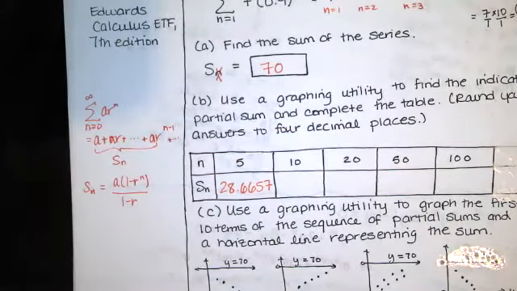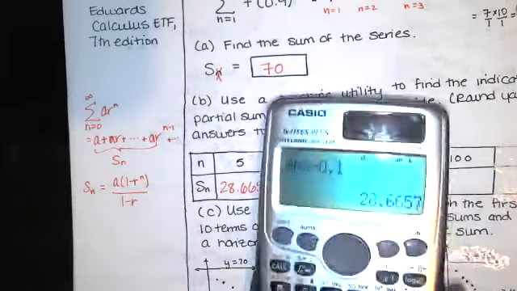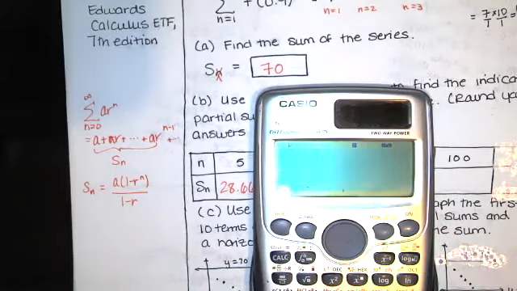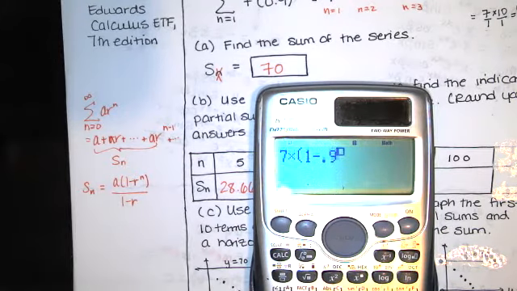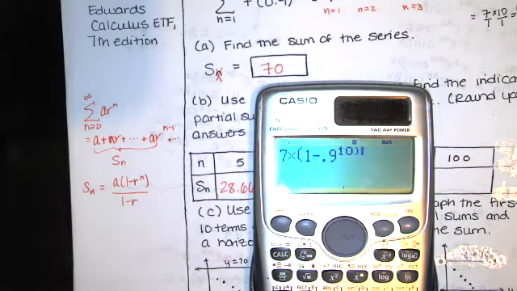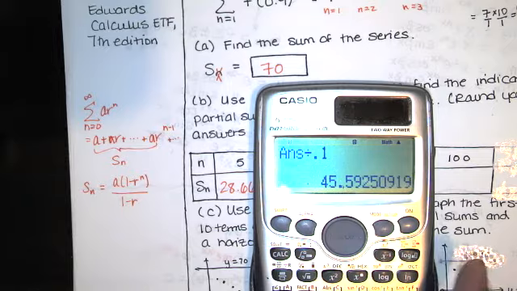Okay, let's do the same thing for n equals 10. So you have 7 times 1 minus 0.9 raised to the 10th, all divided by 0.1. So we get 45.5925.